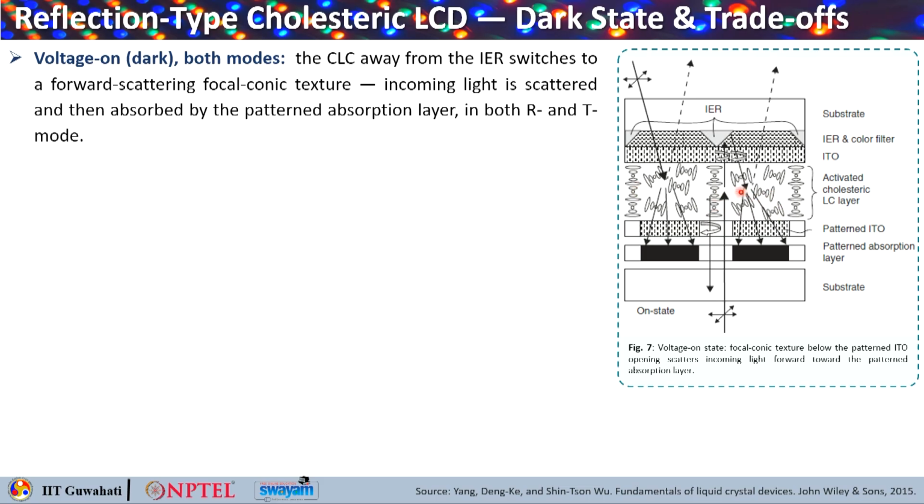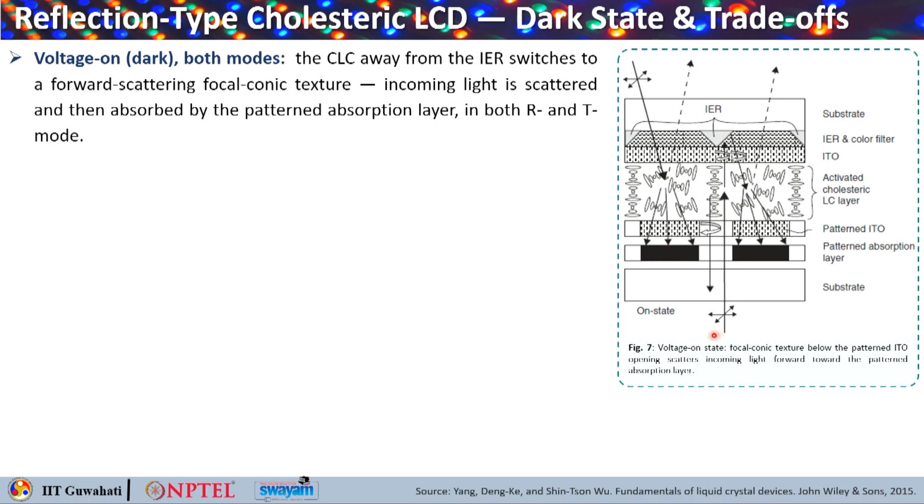Now in this case, if the domain size is well controlled and comparable to the light wavelength, that will scatter the incoming light forward rather than simply transmitting or Bragg reflecting it cleanly. So in the reflection mode, ambient light is forward scattered by this focal conic structure, and then it is basically absorbed by the patterned absorption layer, and that gives you a dark pixel, right?